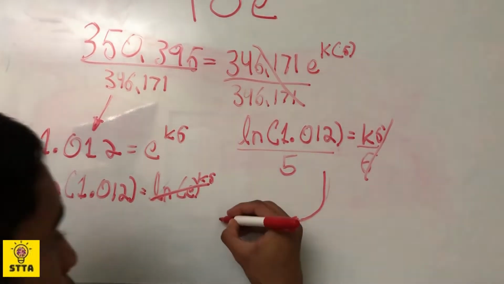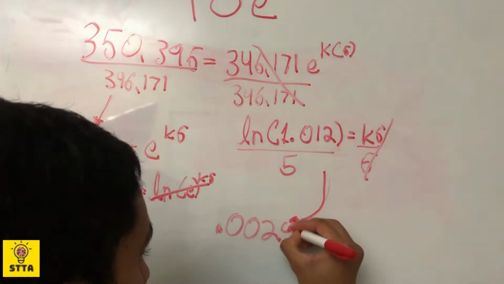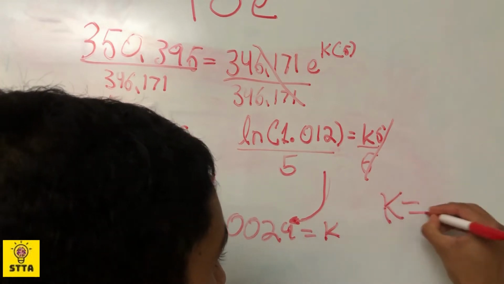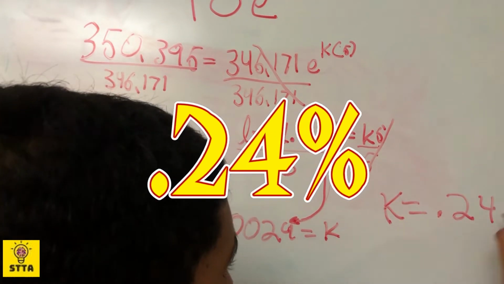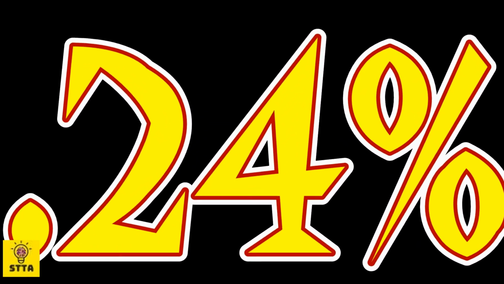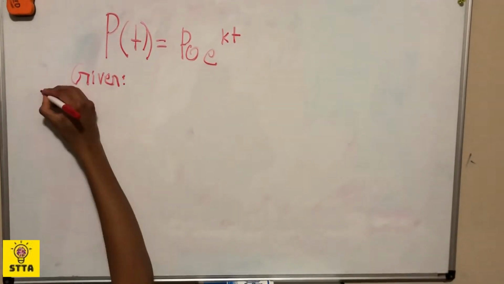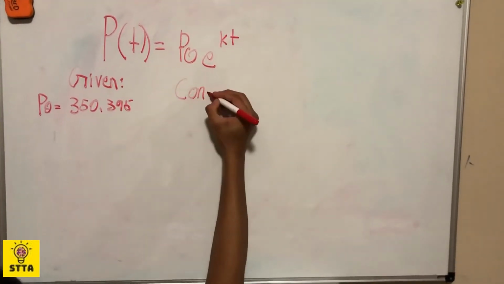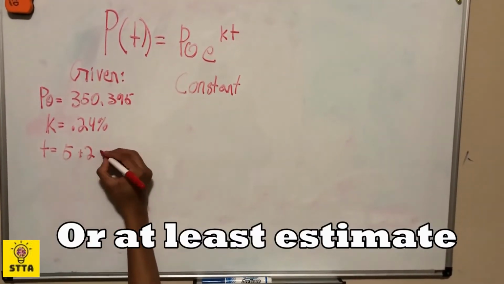And after a quick calculation, I came up with the answer 0.0024 is equal to k, which means that Honolulu's average growth rate between 2012 and 2017 was 0.24%. By using this derived growth rate, we can now figure out populations of Honolulu in the future.